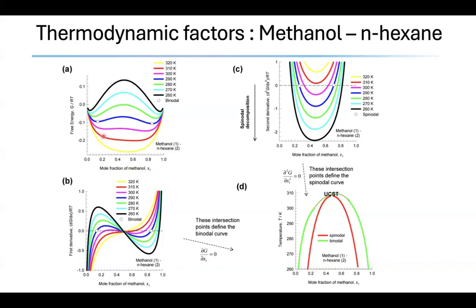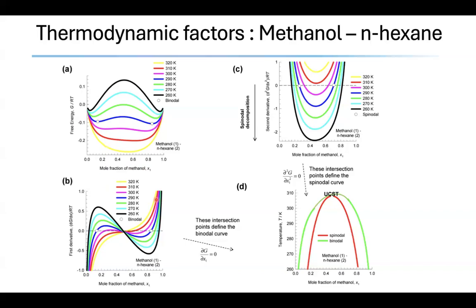Now, let us pick a particular curve. Say, for example, the curve for 310 Kelvin. Given that this curve is continuous, we can extract the first order derivatives of the Gibbs free energy with respect to the mole fraction of methanol at each mole fraction. The resulting plot is shown in figure B, where you can trace the first derivative of the Gibbs free energy as a function of the mole fraction of methanol at 310 Kelvin.